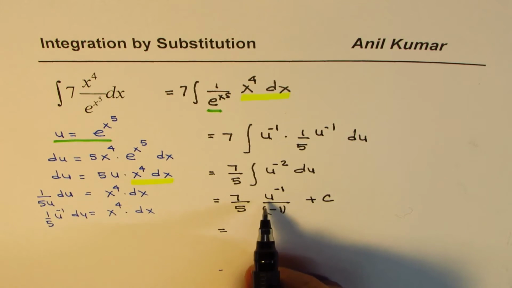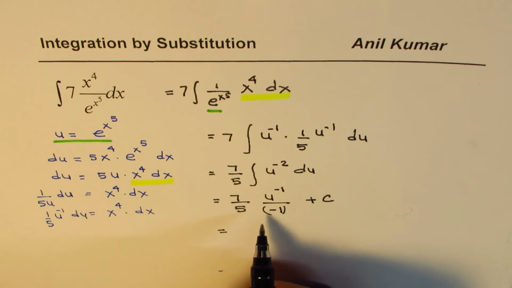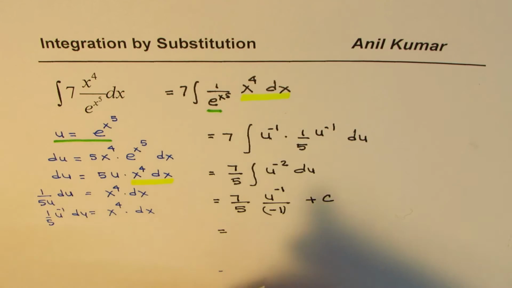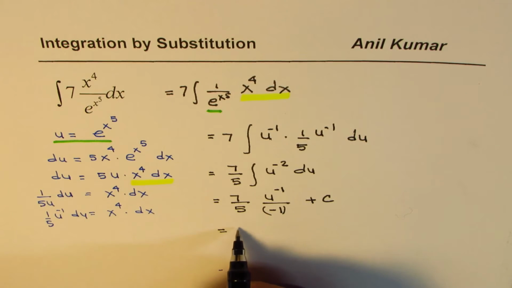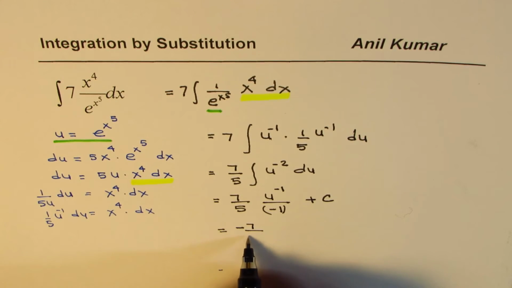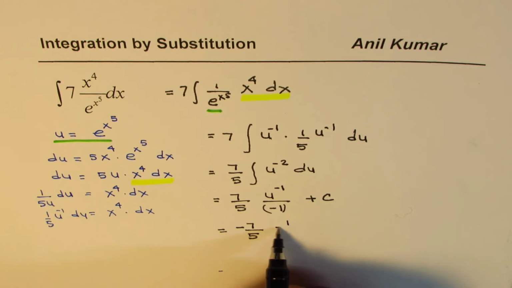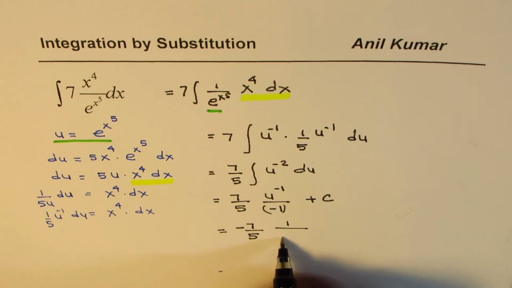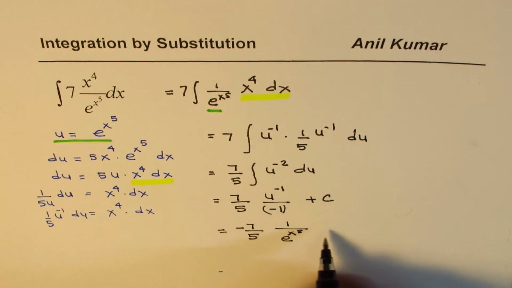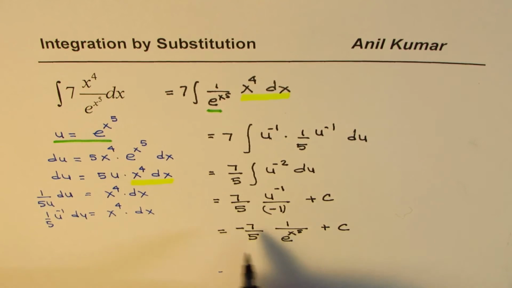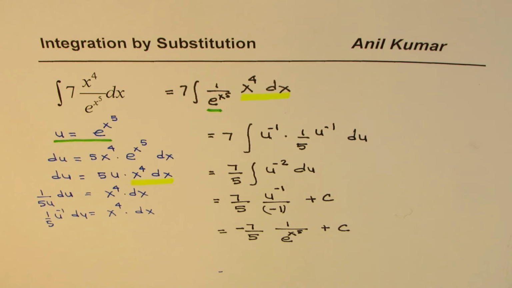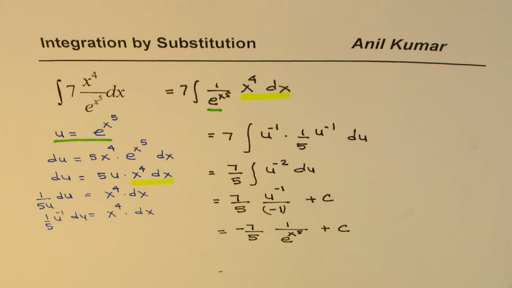So we'll replace u by the substitution which we did, which is e to the power of x to the power of 5. So what we get here is minus 7 over 5, and we'll write this in the denominator, e to the power of x to the power of 5, correct? Plus c. Do you see that? So that is how we can integrate the given expression with the help of substitution.